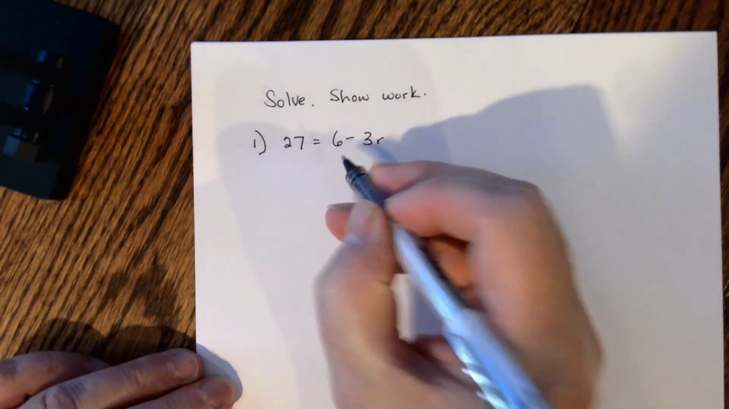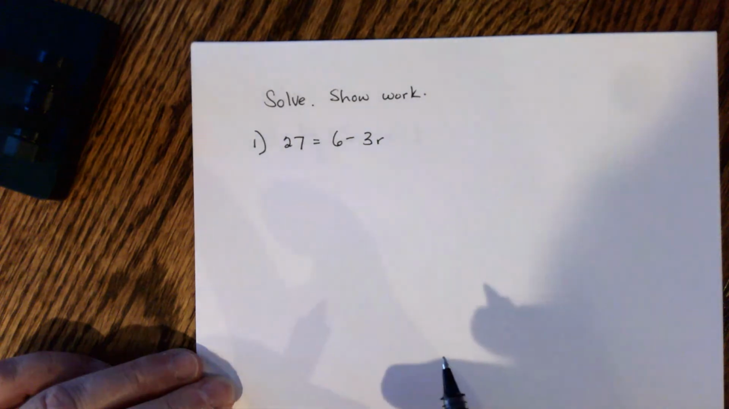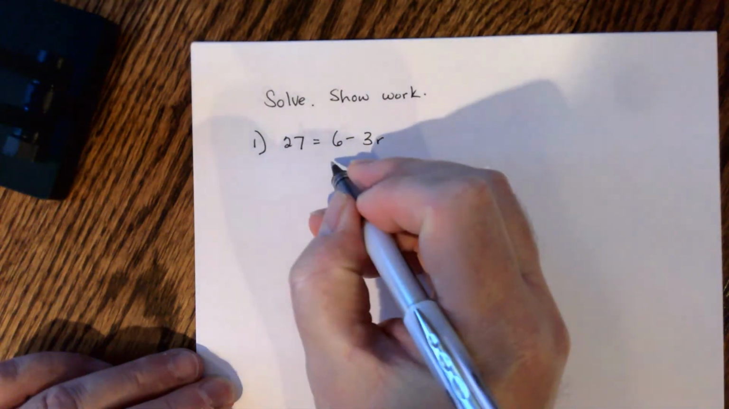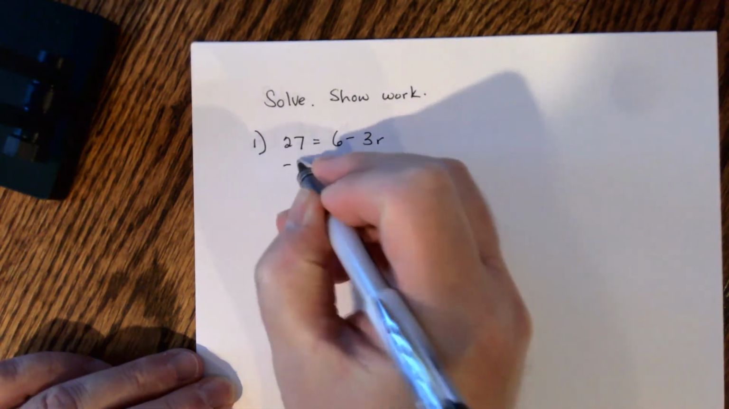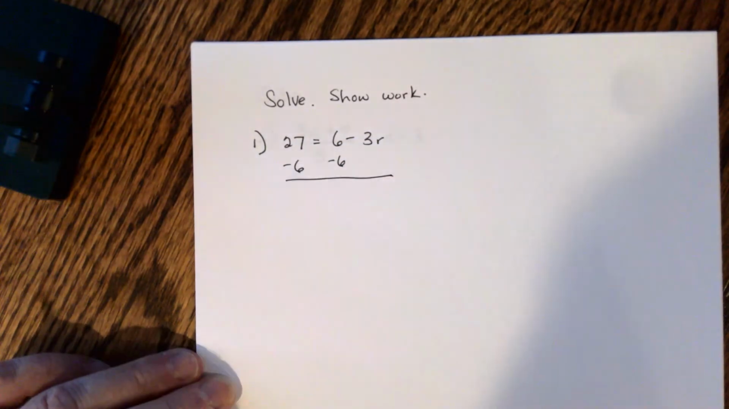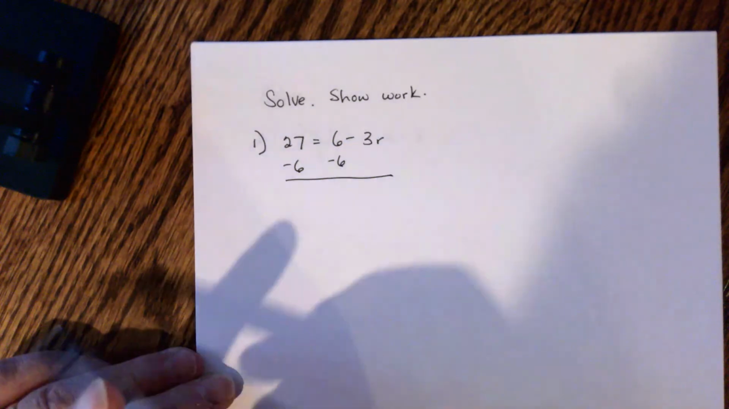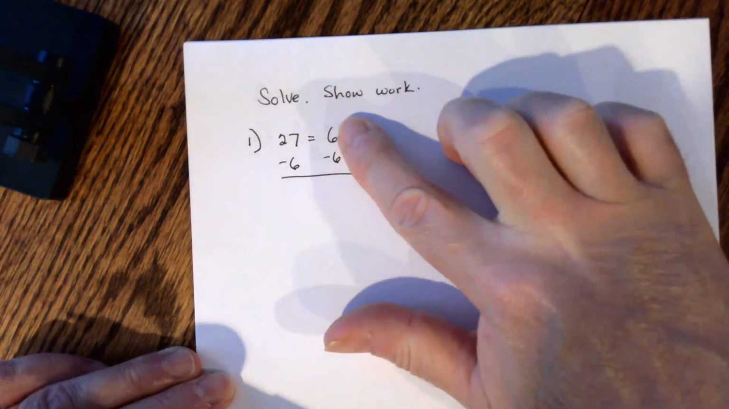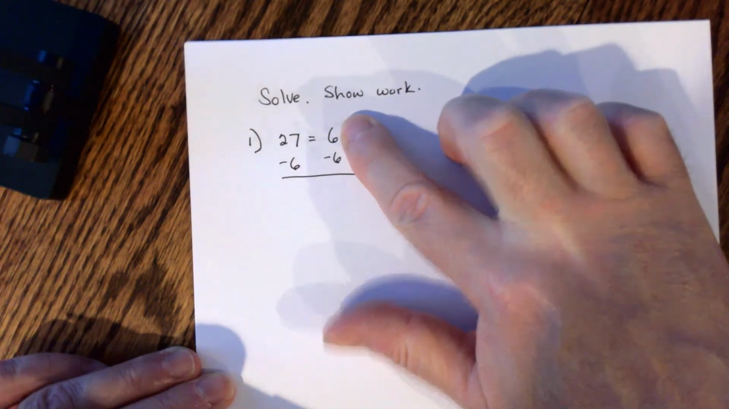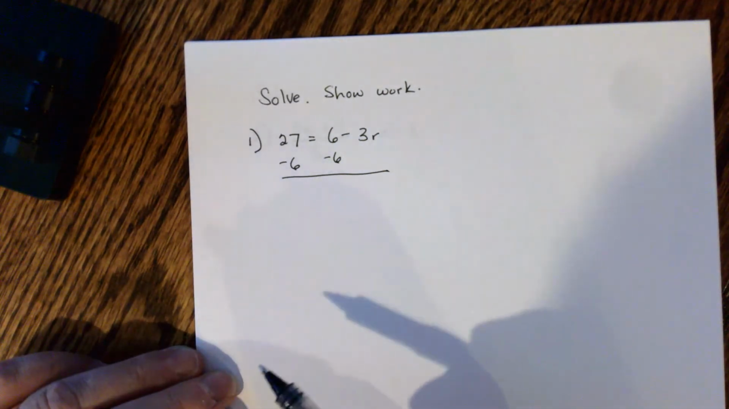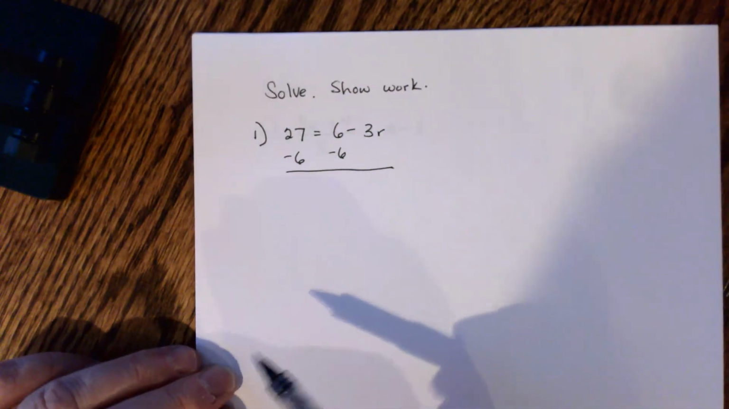I'm going to go ahead, and there's multiple things that you can do, but I'm going to go ahead and get rid of that 6 by subtracting 6 from both sides. Now again, why did I subtract? Because this is a positive 6. If I cover up the minus 3r, all you see is a positive 6. So I want to remove that positive 6 by subtracting 6.